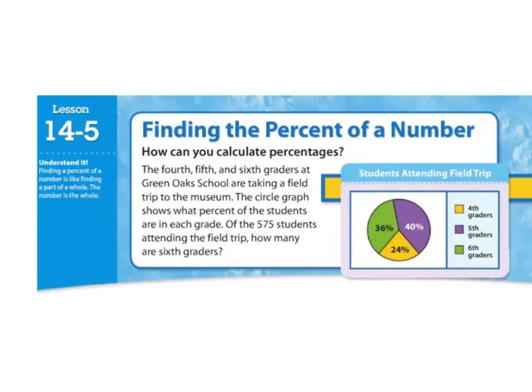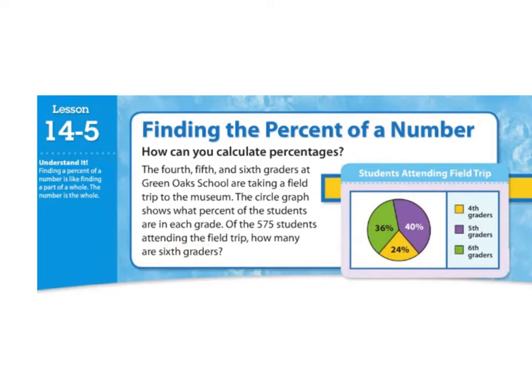All right, let's do our first example problem. Finding the percent of a number. How can you calculate percentages? The 4th, 5th, and 6th graders at Green Oak School are taking a field trip to the museum. The circle graph shows what percent of the students are in each grade. Of the 575 students attending the field trip, how many are 6th graders?